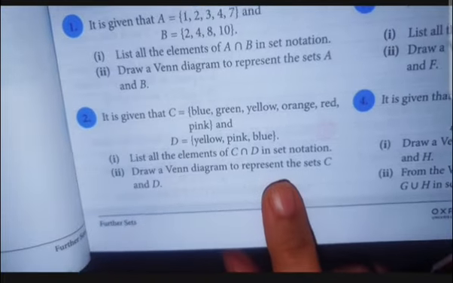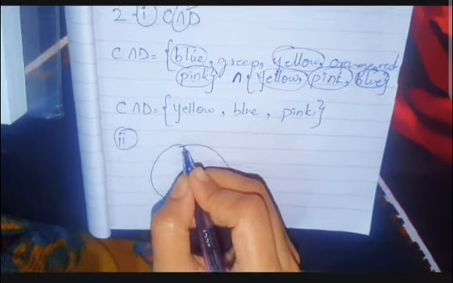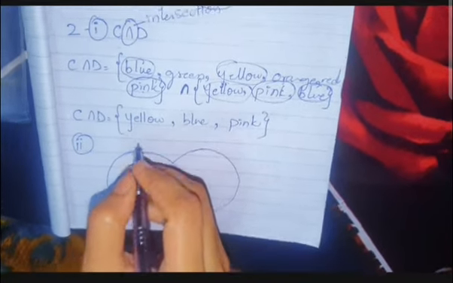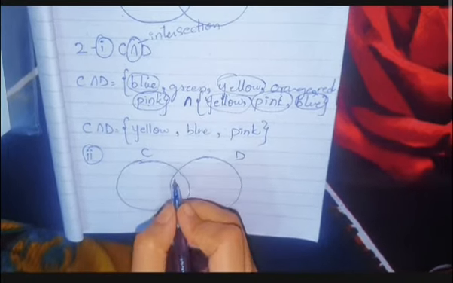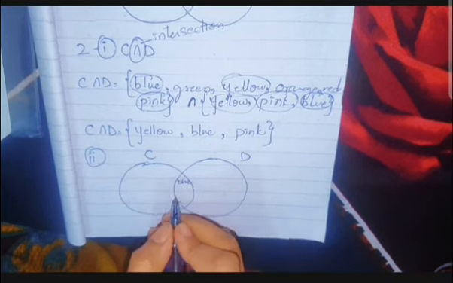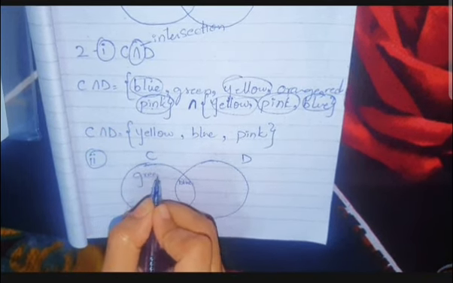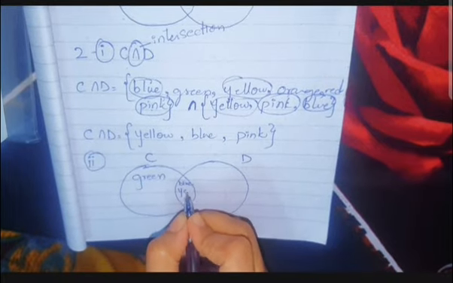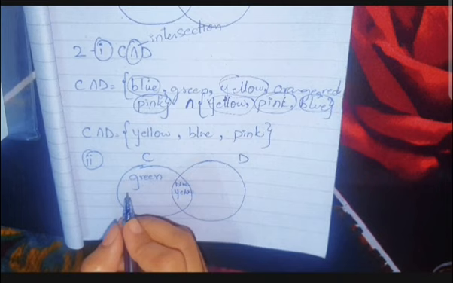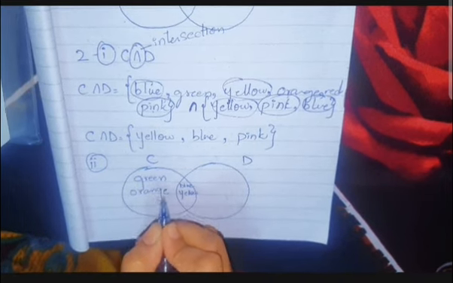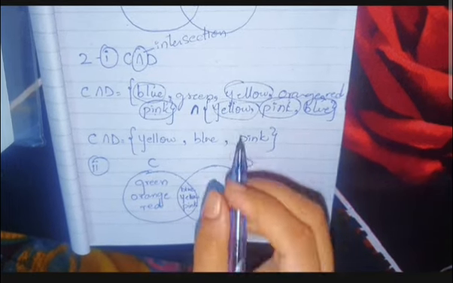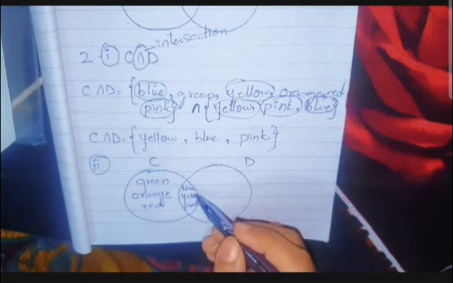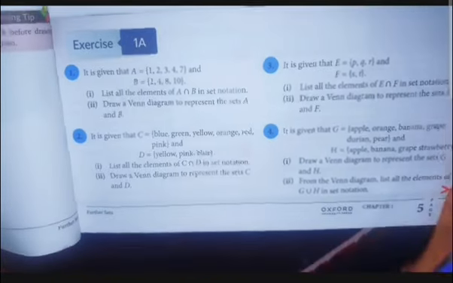This is: draw a Venn diagram to represent the sets C and D. So we have to draw a Venn diagram. This is a Venn diagram, C and D. So the elements of C are blue. Blue we'll write over here, and green. Green is only in C. Yellow is in both, so we'll write over here. And orange over here. Red is also over here, and pink is in both. And here yellow, pink and blue. Yellow, pink and blue, all are. So we have done question number 2.